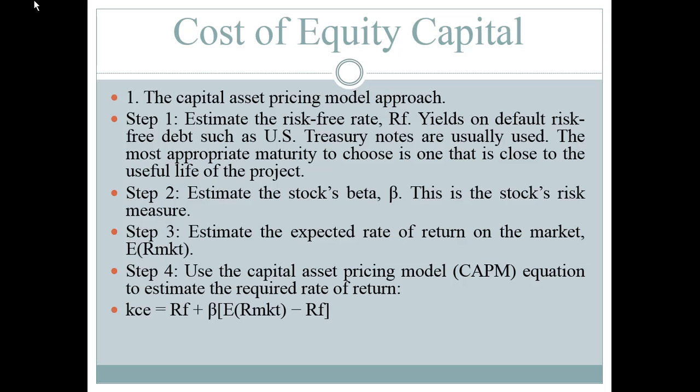So here we're calculating the cost of equity, which we said was also known as KCE. So to find KCE, you say that it is RF, which is the risk-free rate that you've estimated, which we said usually is the rate for treasury bills, plus the beta times (expected return of the market minus the risk-free rate, which we said usually is the T-bill rate). So this is how you calculate the cost of equity using the capital asset pricing model.